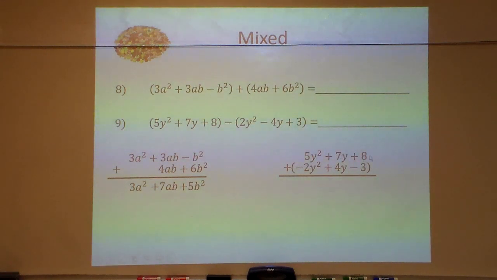I have y squareds, y's, and numbers. 5 and negative 2 make a 3y squared. 7 and 4 make 11y. And 8 and negative 3 make a 5. So those would be my answers, particularly to those right there.